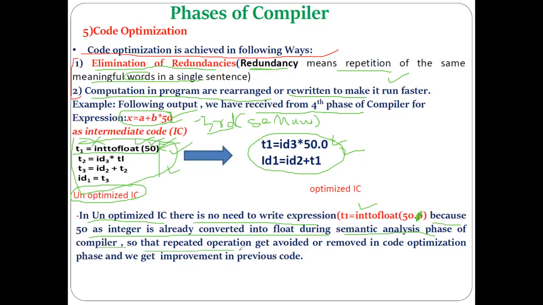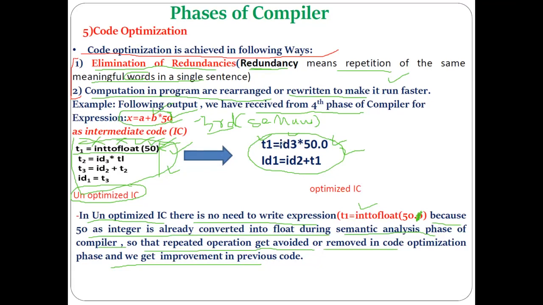So that repeated operation is avoided or removed in code optimization, and we get an improvement over the previous code. From all this discussion, we remove this intermediate code instruction, and directly we write t1 equal to id3 into 50.0. Now what is id3? id3 is nothing but your b. And that is the reason you get this first optimized intermediate code as t1 equal to id3 into 50.0, because the conversion of 50 into 50.0 is already done.